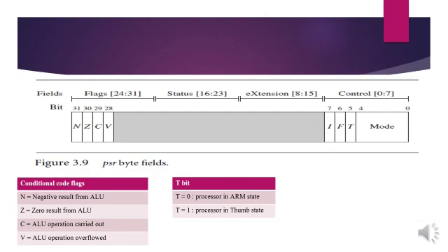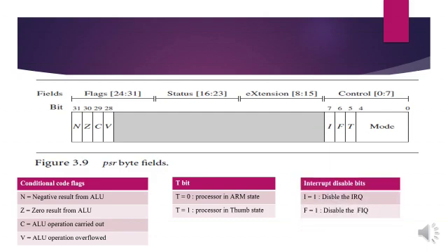Then bit number 5 is represented as T. It is used to select the Thumb state of the ARM processor. Bits number 6 and 7 are used as interrupt mask bits of the ARM processor core. ARM has a total of 7 processor modes. These modes are user mode, fast interrupt request mode, supervisor mode, abort mode, undefined mode and system mode.